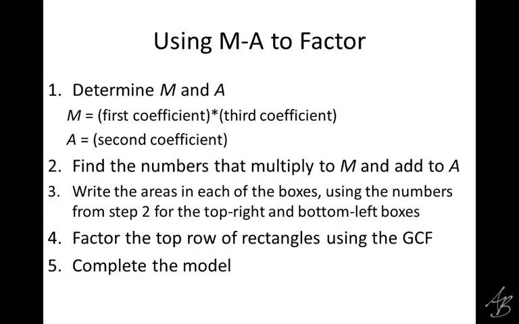So, here's how you're going to do it. These are the steps that we took. We figured out what M and A were, and we did that by multiplying the first coefficient and the third coefficient for M. The second coefficient gives us A. We figure out what numbers work for M and A. Using that, we write in the areas of all the rectangles, factor one row of rectangles using the GCF, and then we finish the rest.